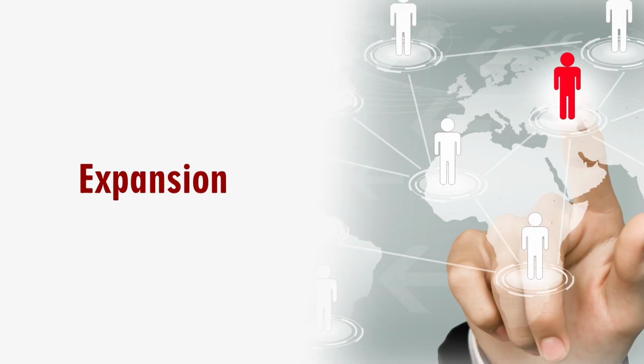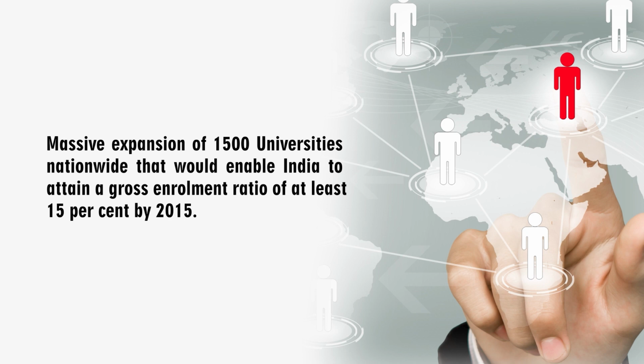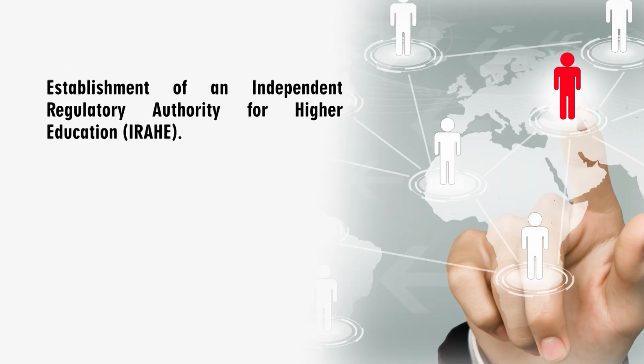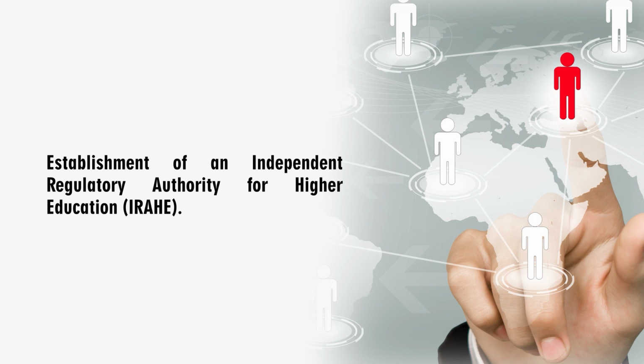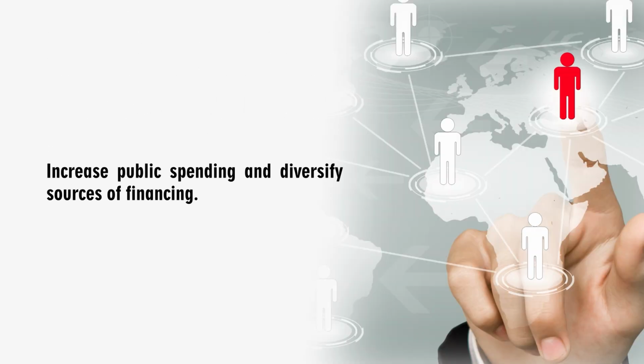Now let me focus on these aspects in detail. Expansion includes massive expansion of 1500 universities nationwide that would enable India to attain a gross enrollment ratio of 15% by 2015. Now in NEP 2020, it says to reach 50% gross enrollment ratio by 2030. But in NKC, it was targeted to reach at least 15% of gross enrollment ratio by 2015. And further, establishment of an independent regulatory authority for higher education, IRAHE. This is also part of the new education policy, to develop a regulatory body, and the other regulatory bodies will come under the IRAHE.